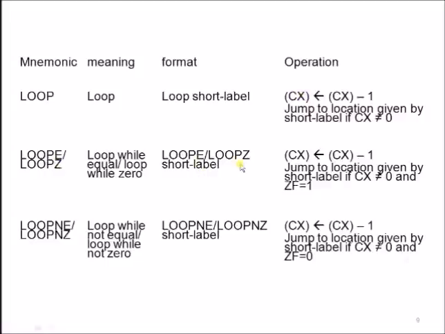Now LOOPE or LOOPZ: the set of instructions is executed until CX becomes 0, along with ZF always being 1. And then LOOPNE or LOOPNZ: again the same thing. It will execute the set of instructions until CX becomes 0 and ZF is 0 every time.